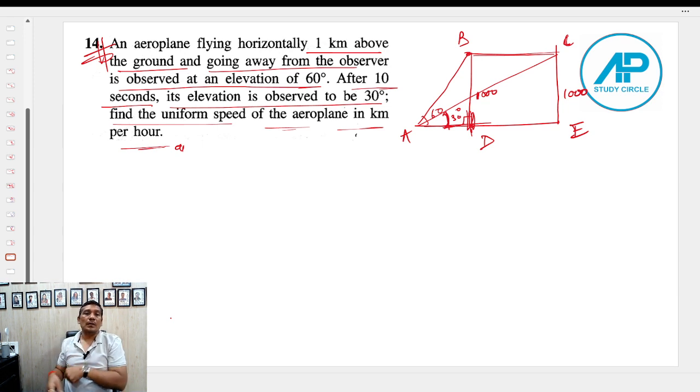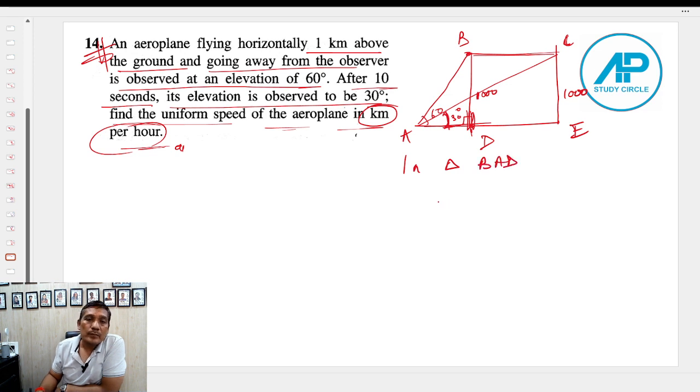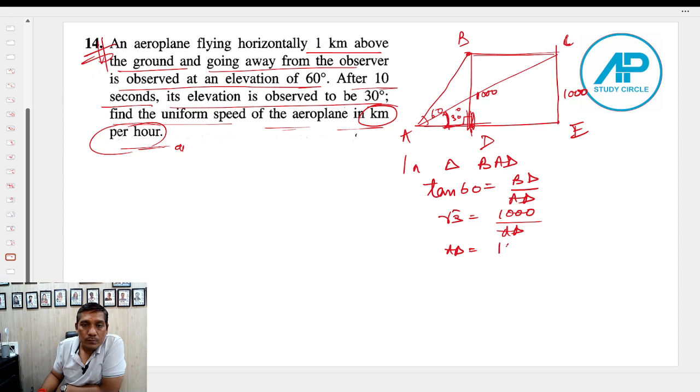So I need to find the speed in kilometer per hour. In triangle BAD, AD is this distance is 100 upon root 3.